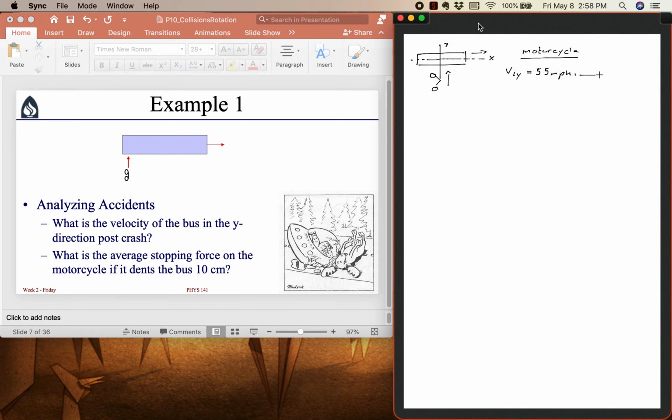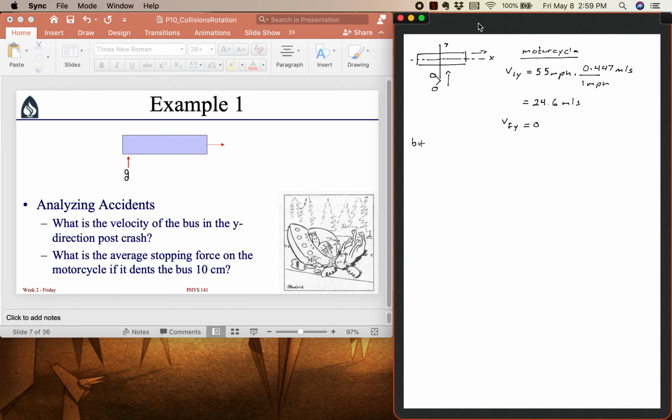And of course, we want to convert that into meters per second. So 1 mile per hour is equivalent to 0.447 meters per second. So that means the initial velocity of the motorcycle in the y direction is about 24.6 meters per second. And the final velocity of the motorcycle in the y direction was 0. The motorcycle comes to an abrupt stop and transfers its momentum to the bus.